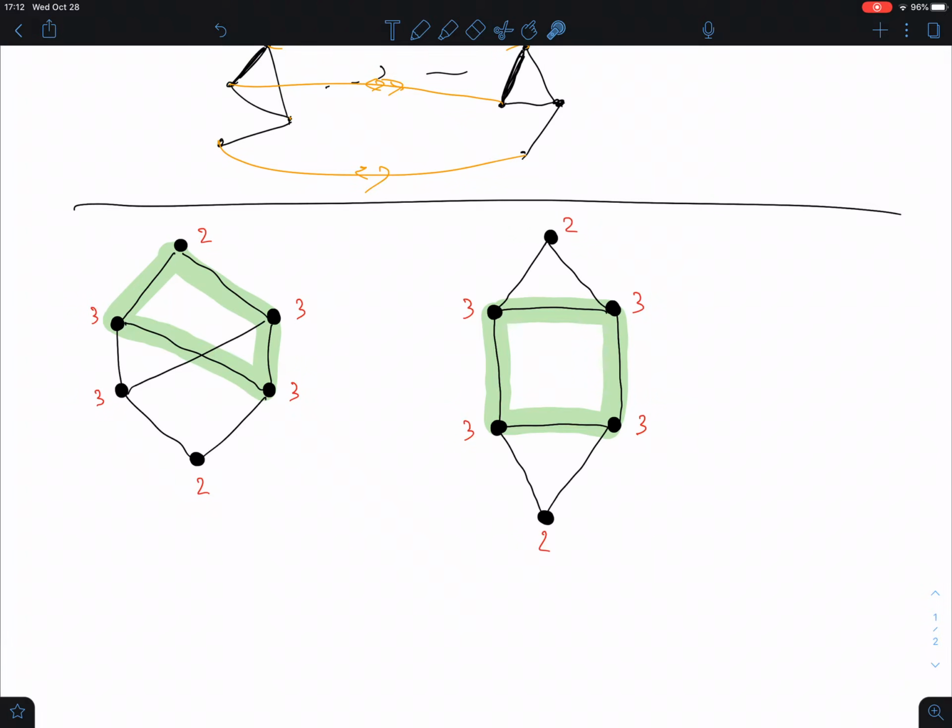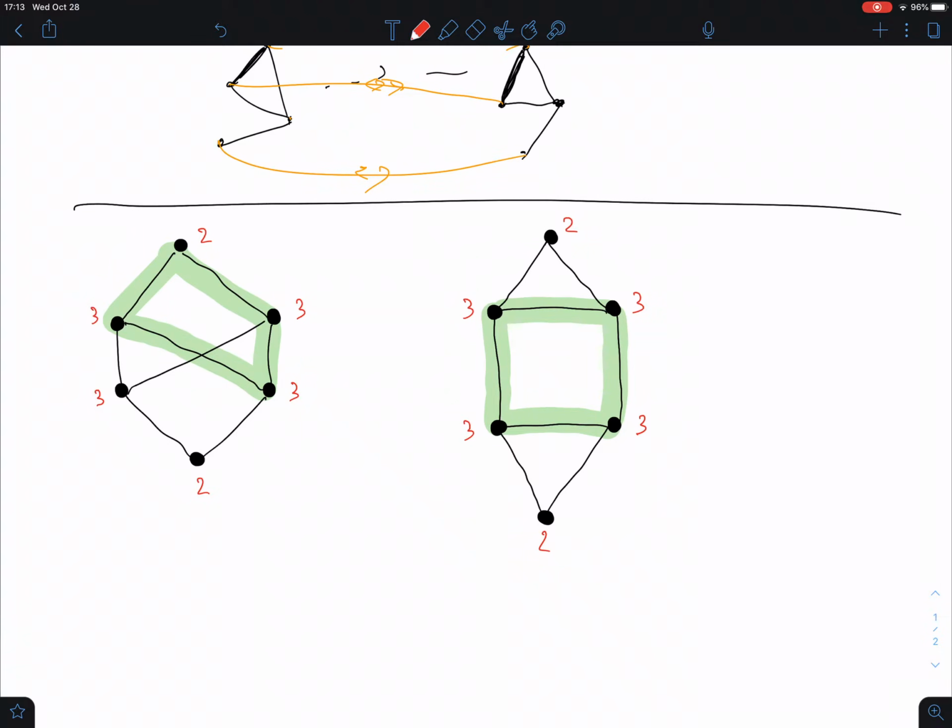There are more circuits of length 4 here. Here's another one, right? So you could go also this, and that. Is there another one? Oh yeah, there's this one. There are quite a lot actually. So the number of circuits of length 4 is different here than here.